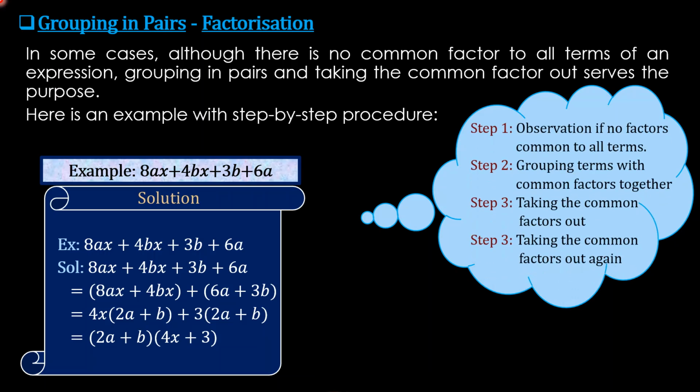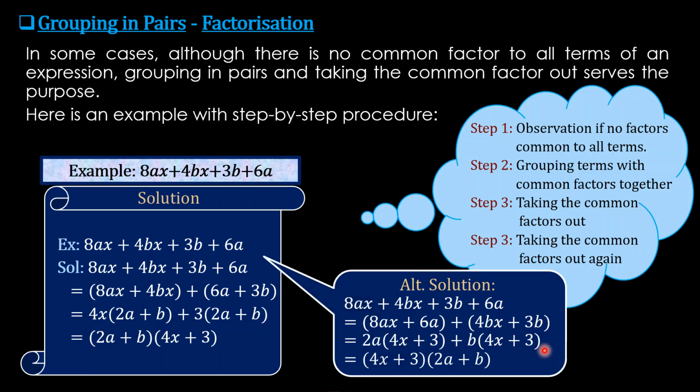These are the steps. Step 1, observation: if no factors common to all terms. At first we see there is no common factor for each and every term. If there is one, we should take it out first. If not, then we proceed to the next step. What is that? Grouping terms with common factors together. So first we observe no common factor, then second step we are grouping these terms like this. This grouping is step 2. Step 3, taking the common factor out. So in step 3 we are taking the common factor here and the common factor here. Then the last step, again we are taking the common factor. So these are the 4 steps.